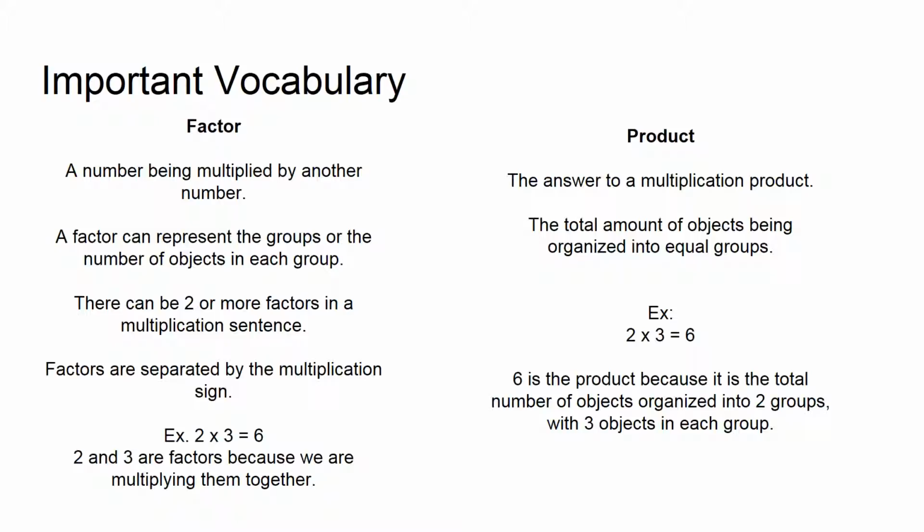Second is the product, which is the answer to the multiplication problem. The total amount of objects being organized into equal groups is the product. For example, 2 times 3 equals 6. The 6 is the product because it's the total number of objects organized into 2 groups with 3 objects in each group.